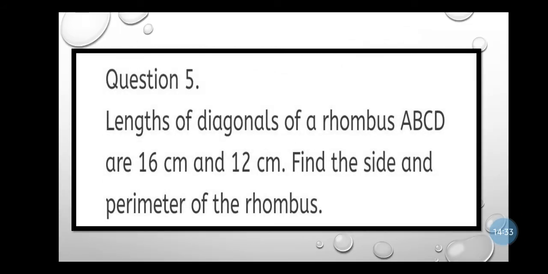The next question, question 5. Length of the diagonals of a rhombus ABCD are 16 centimeter and 12 centimeter. Find the side and perimeter of rhombus.